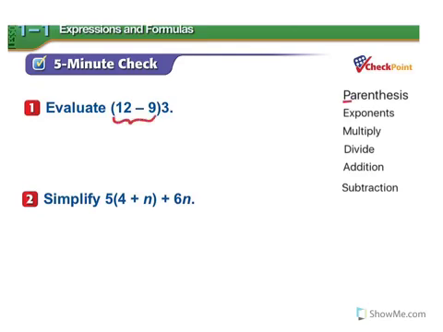And we look and we see 12 minus 9. 12 minus 9 is 3. And the last thing we have is multiply, so 3 times 3 is 9, which is our answer.